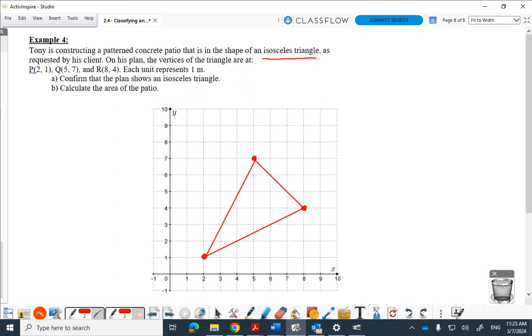Confirm the plan shows an isosceles triangle. What do I have to do to confirm this is an isosceles triangle? When I look at it, I believe it could be isosceles. Find the lengths of the 3 lines. Got to be done. Find the lengths of the 3 lines.